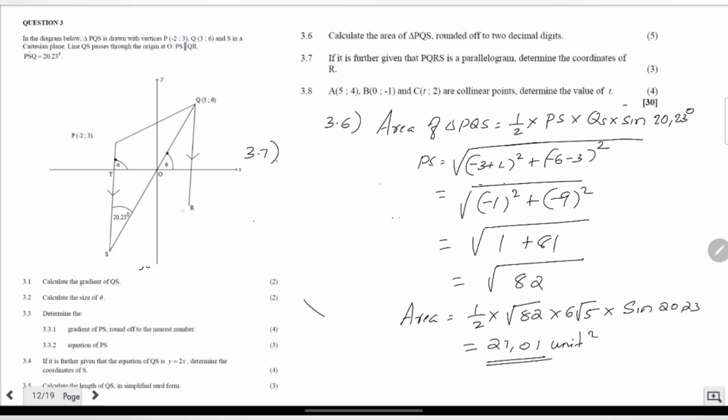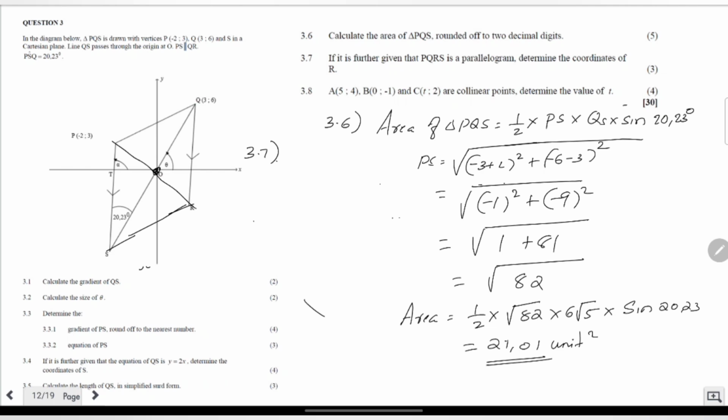PQRS is a parallelogram. That is PQRS, like this. Then find the coordinates of R. That's a very usual question. We can do it in different ways. We can use the midpoint, because the diagonals share the same midpoint. Okay, and check that this O is the midpoint.